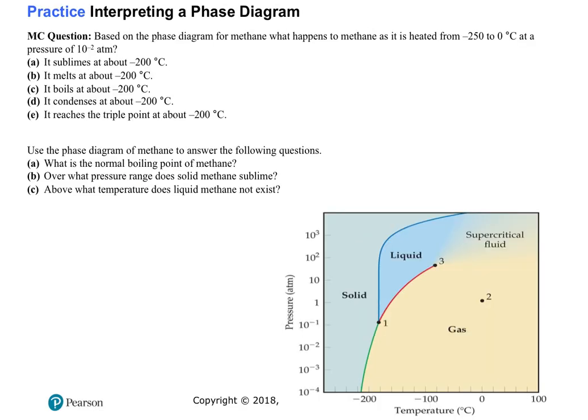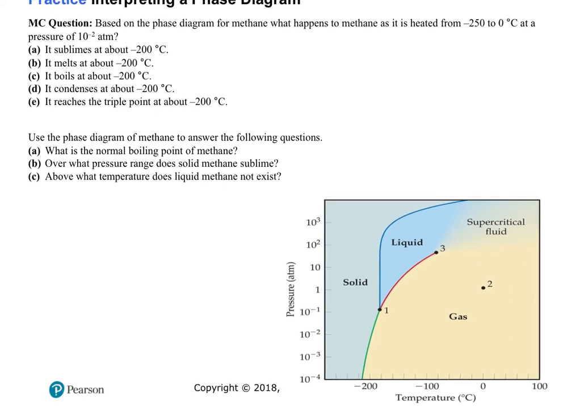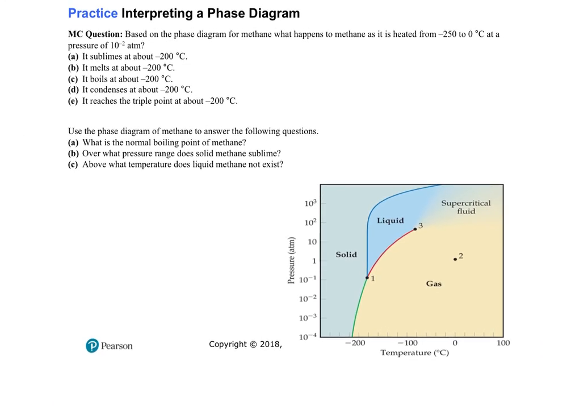So based on the phase diagram for methane, what happens to it as it's heated from negative 250 to 0 at a pressure of 0.01, so 10 to the negative 2. So we're going to go from negative 250 right here, up to 0. We can see that it sublimes. It goes from solid to gas, so A.